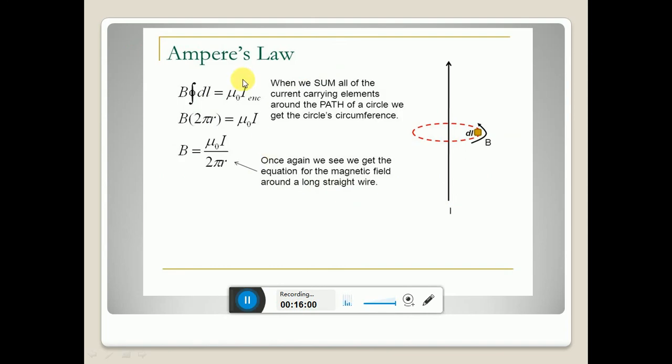Let us see the proof for Ampere's law. Assume a straight current carrying conductor of uniform shape. If current is flowing through this conductor, there will be a uniform circular path of the magnetic field. If you apply Ampere's circuital law, B into integral dl is equal to mu naught into I. Applying this integral to the closed path, you get the circumference of the circle: B into 2 pi r is equal to mu naught into I. So B is equal to mu naught I by 2 pi r. This is the equation for the magnetic field around the current carrying conductor.